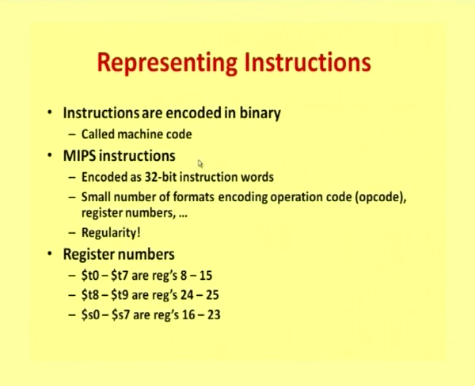Okay, so let us look at how that is done, representing these instructions. The register numbers that are used, we said we use 32 addresses, right. T0 to T7 are registers 8 to 15, T8 to T9 are registers 24, 25, S0 to S7 are registers 16 to 23. So, these are how the registers get mapped, and all the instructions are coded as 32-bit instruction words.